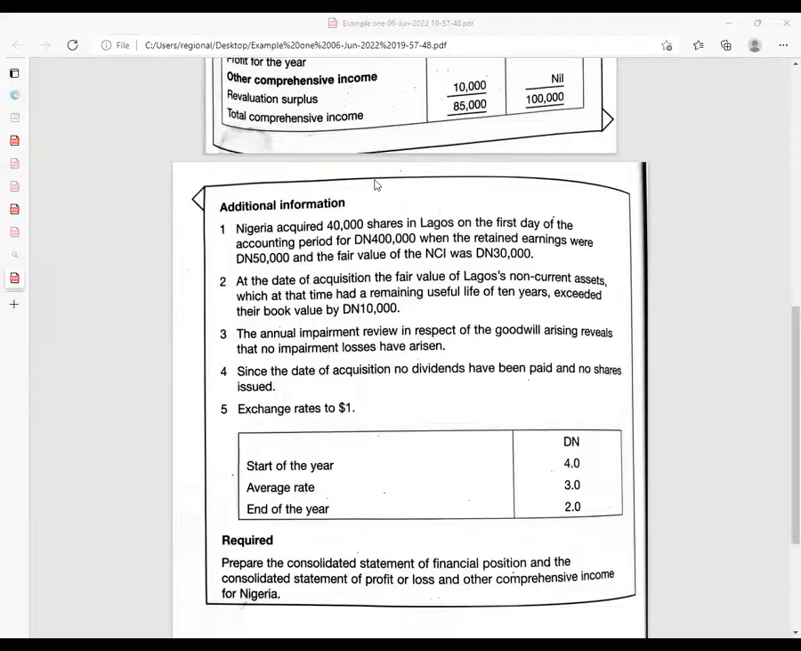Okay, so let's start with this straight away. Now we are finishing. Nigeria acquired, we have already been able to take care of this. Let's take care of number 2.